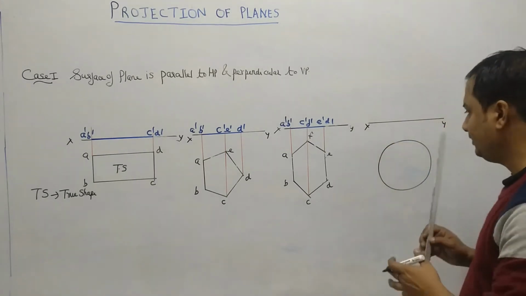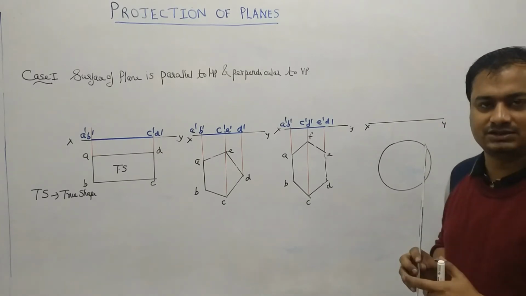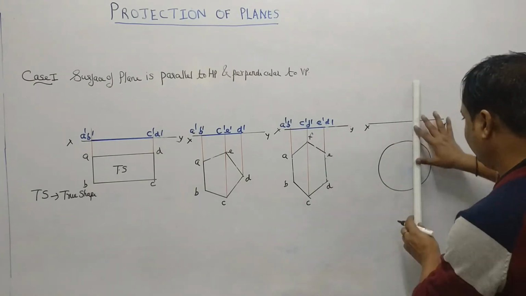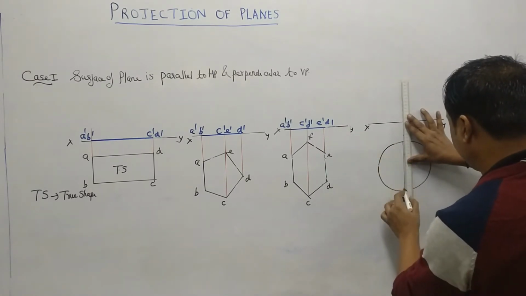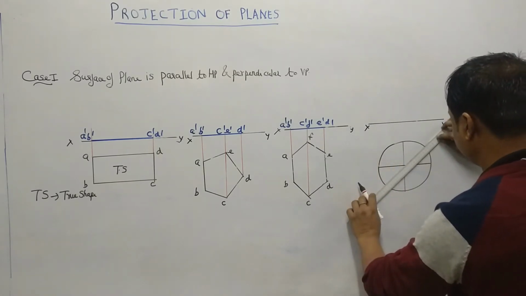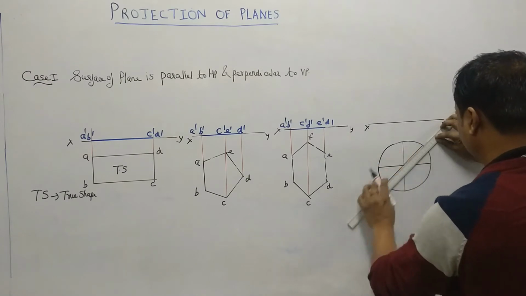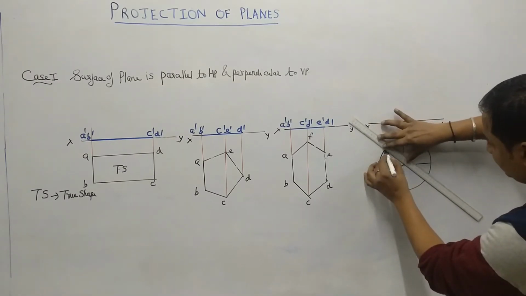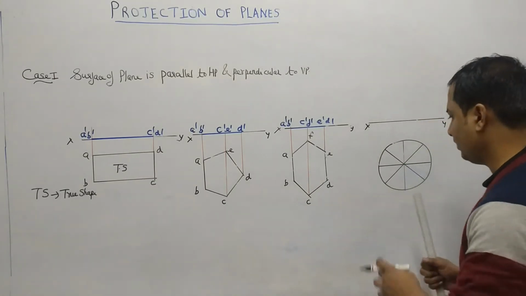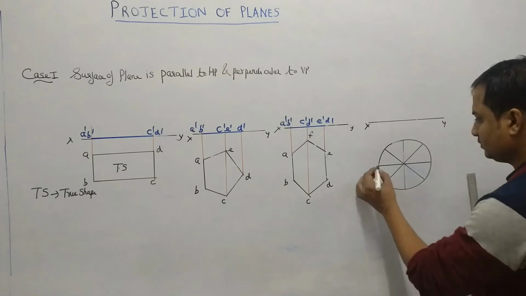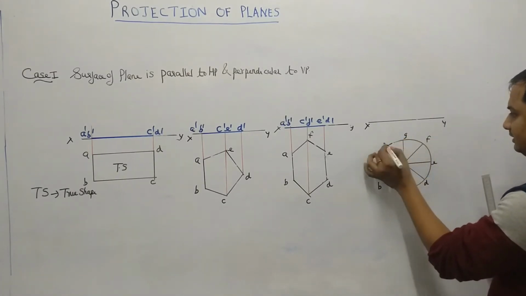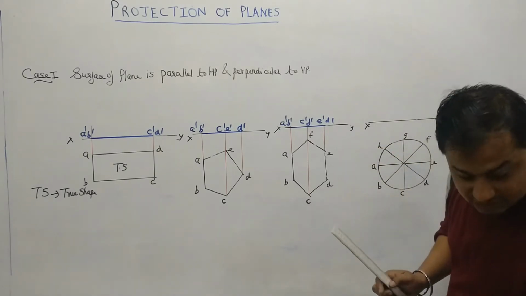One more thing: whenever you get a circle in the projection, you always have to divide the circle into 8 equal parts. In the problems of circle, always keep the practice of dividing that circle into 8 equal parts. Why we are doing this, you will automatically get the answer in the upcoming cases. So divide the circle into 8 equal parts. This is A, this is B, C, D, E, F, G and this is H. So this is my top view, which is the true shape of the circle.